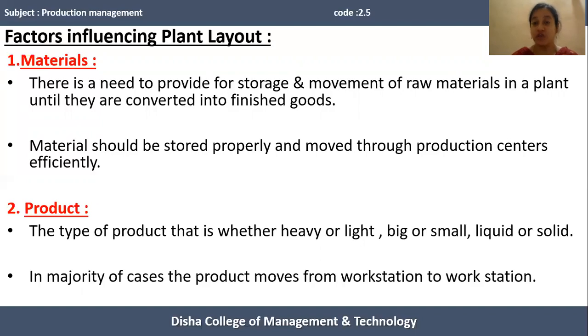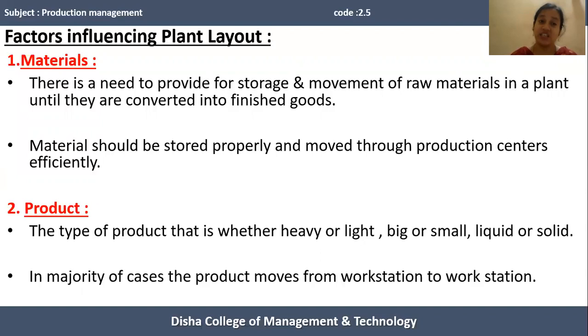Means he should choose material handling equipment like cranes, elevators, hoists, and there is no requirement for installing the pipeline conveyor through which the material can be moved. So according to the requirement of material, the layout should be done, so that the firm can get maximum operating efficiency.